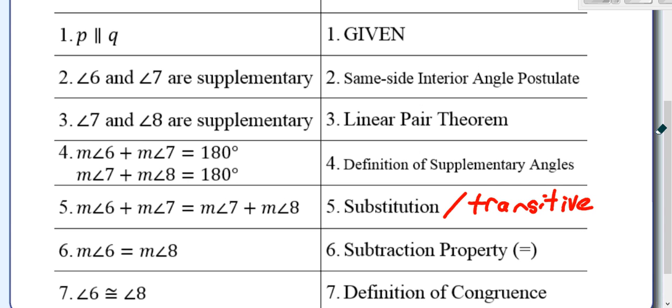So every single proof will always start with the given. Then you need to look at the picture and see what other information you can get from that picture. So we could use same side interior, linear pair, vertical angles, all that stuff that you know. What else do you know from that picture? And then the art is tying it together so you can end up saying the statement that we needed to say. Angle 6 congruent to angle 8.